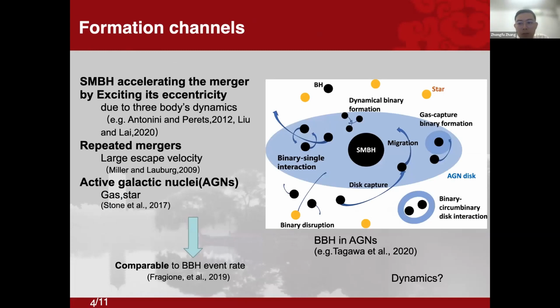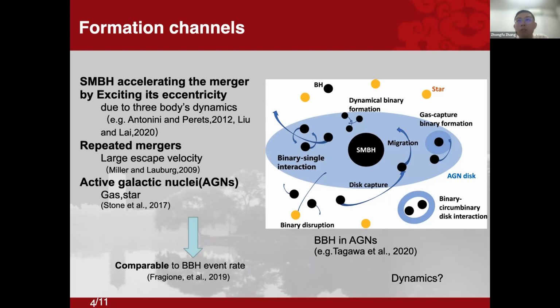So how can this system form? On the one hand, the supermassive black hole can accelerate the merger of the binary black hole by exciting its eccentricity through three-body dynamics like the Kozai-Lidov effect, and gravitational radiation. And post-merger, the black hole is retained in the vicinity of the supermassive black hole, due to the larger escape velocity caused by the supermassive black hole. So there could be repeated mergers, which can increase the binary black hole's mass. If the supermassive black hole has a gas disk, as in an AGN, black holes can merge more frequently through interaction with gas, stars, and other compact objects.